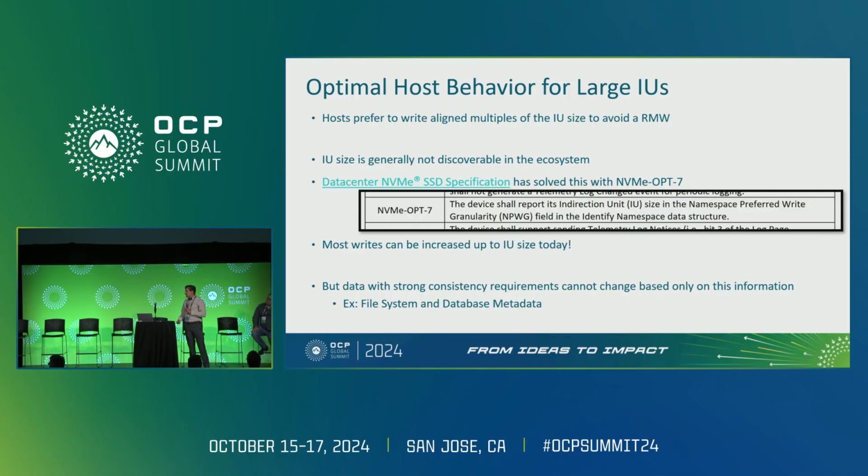The problem is that not all interactions can go up to that. For example, data that might require strong consistency can't necessarily be moving up to the IU size. They need to make sure that all of their metadata consistently and coherently reaches the media, and that includes on power fail.